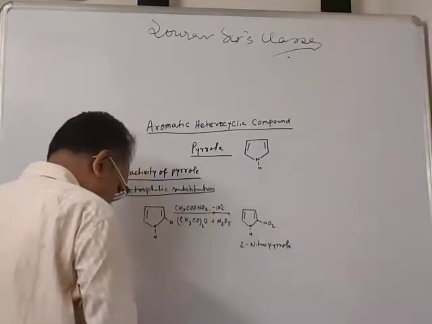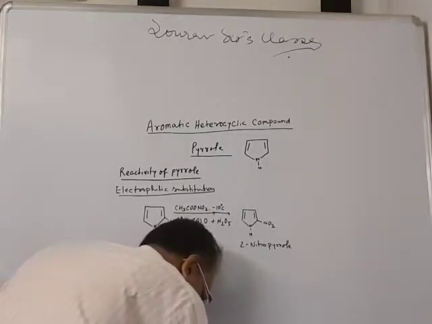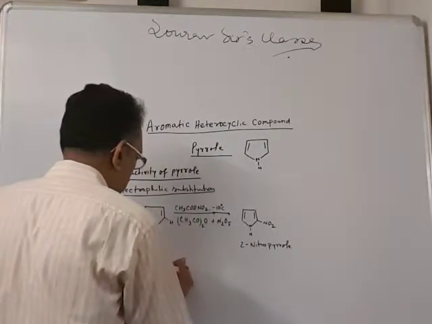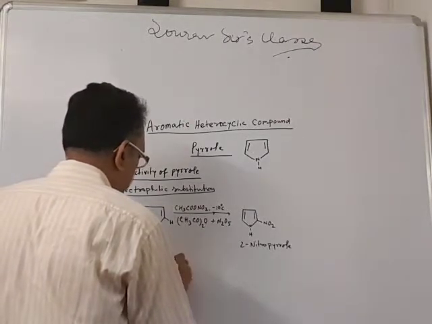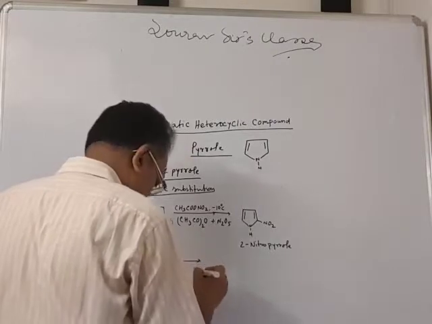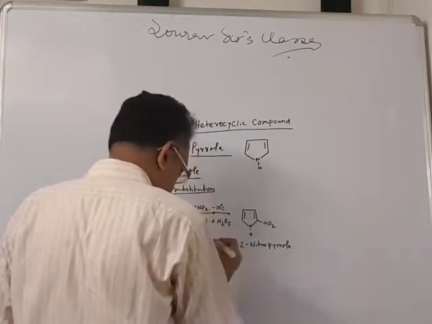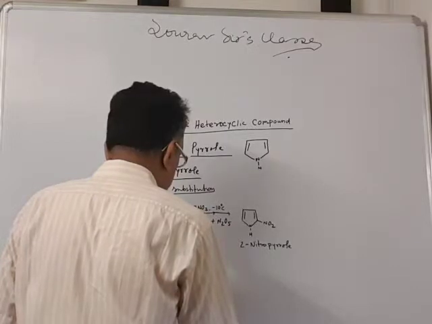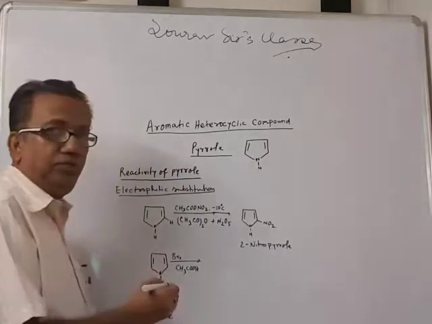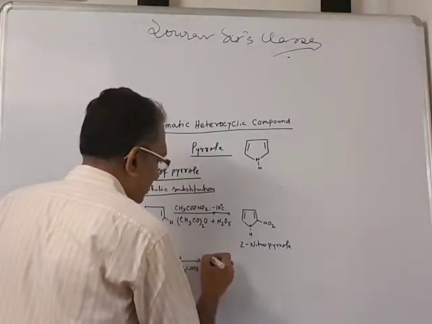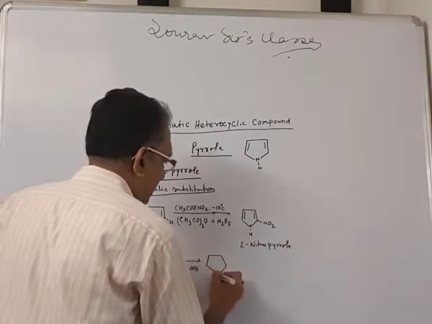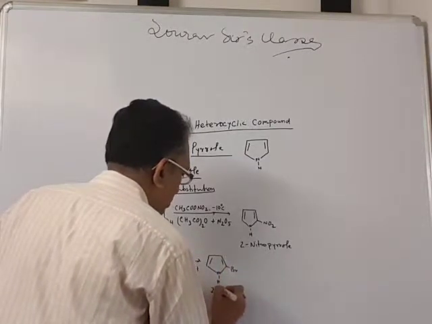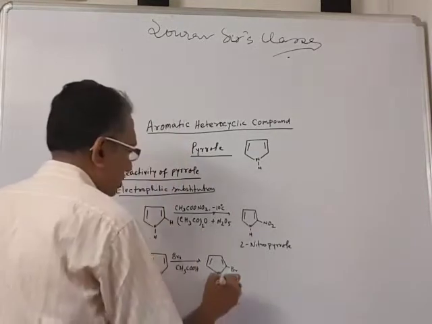Other substitution reactions are as follows. Suppose pyrrole is treated with bromine in presence of acetic acid. Now pyrrole is treated with bromine in presence of acetic acid. We are getting this compound, NH with Br, and this is 2-bromopyrrole.